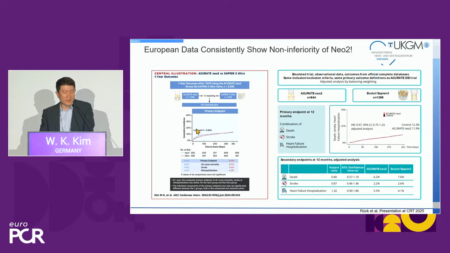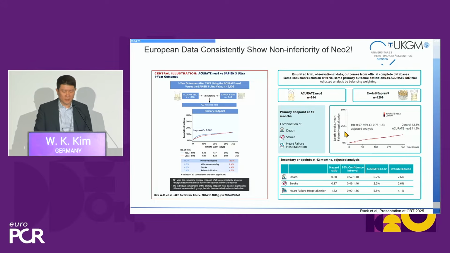Here you see a German analysis that we did in 3 high-volume centers, with experience with both the Accurate platform and the Sapien Ultra. You can see the primary endpoint at 1 year was similar in a matched cohort. And on the right-hand side, a really excellent analysis by Andreas Rück. I think it's accepted for publication, presented at CRT, an emulation of what happened in IDE with all Swedish TAVI data, showing after matching also no difference in outcome between Accurate Neo 2 and the Evolut or Sapien 3 platform.